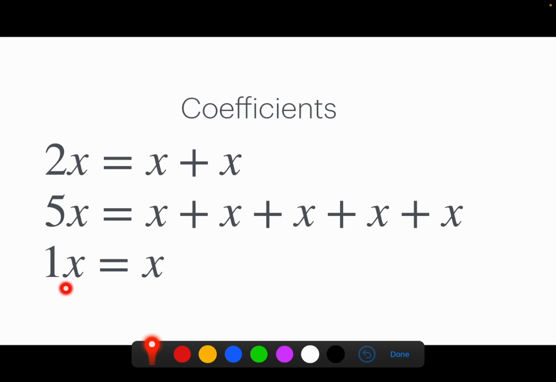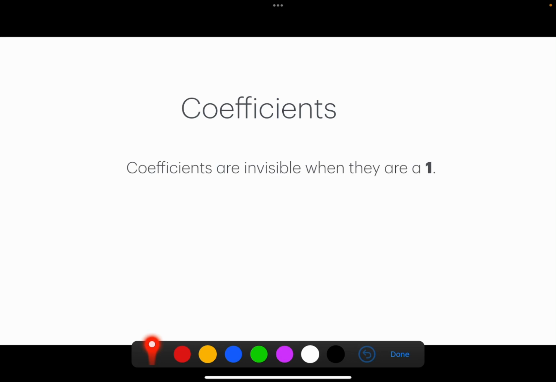This, how many x's do we have here? We just have 1. And since we like to make things look as clean as possible and do as little writing as possible, when we have a 1x, we just write it as x. So, when are coefficients invisible? They're invisible when they are a 1. Again, coefficients, not a constant, a coefficient. Coefficients, when they are a 1, we don't write it. They're invisible.